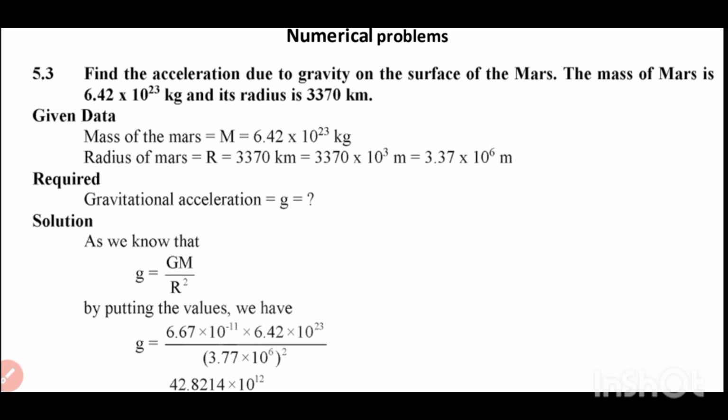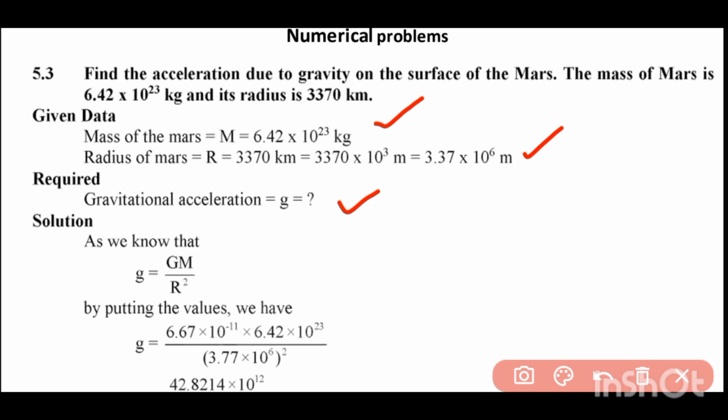So the data that is given: mass of Mars is 6.42 multiplied by 10 raised to power 23 kilogram, and radius of Mars is 3370 kilometer, that is equal to 3370 multiplied by 10 raised to power 3 meter, and written in standard form 3.37 multiplied by 10 raised to power 6 meter. We need to calculate gravitational acceleration g at the surface of Mars.